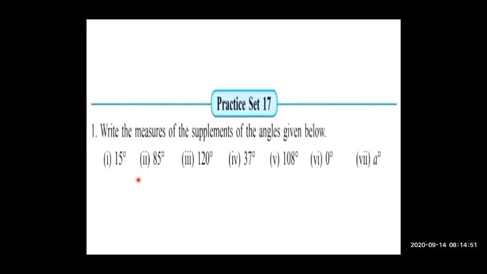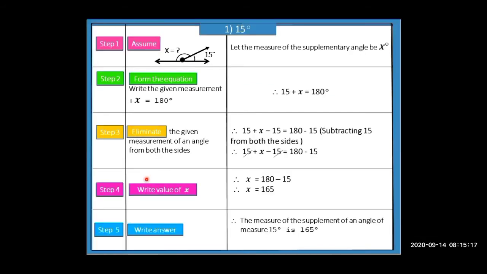The difference in the third step, that is in elimination, the supplementary angle will be 180 minus the given number, because we know that to find the complementary angle we subtract the given number from 90, and to find the supplementary angle we subtract the given number from 180. So let's solve the first term.